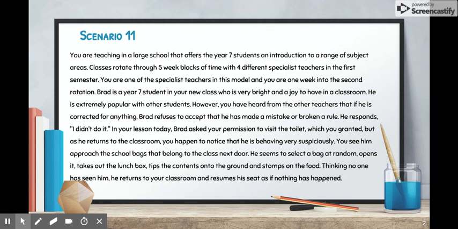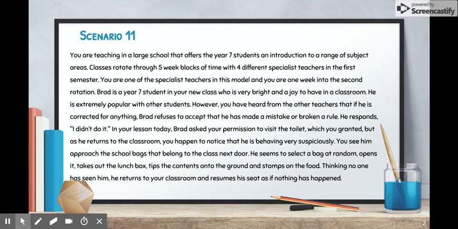It includes Brad, a Year 7 student who I have only had the opportunity to teach so far for 1 week. He is a bright student who seems to work well in class and is popular with the other students. Other teachers, though, have explained that Brad doesn't take responsibility if he has done something wrong or makes a mistake.